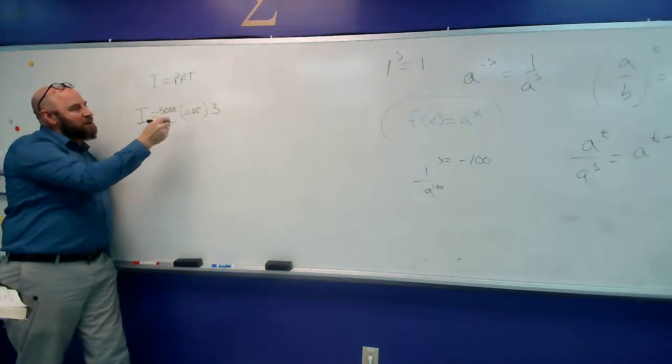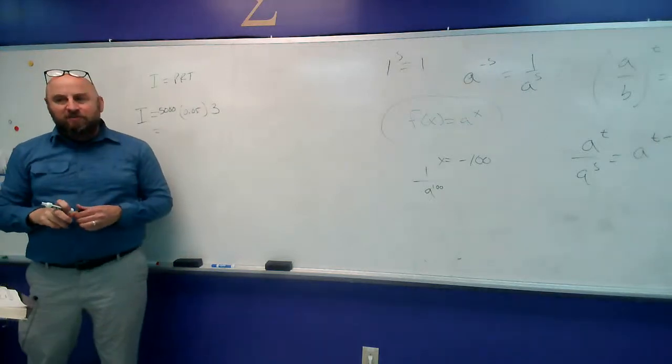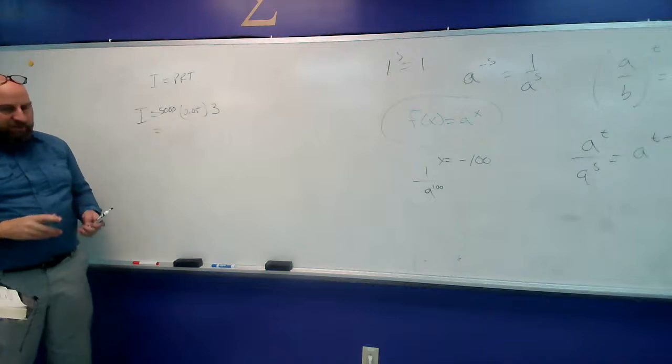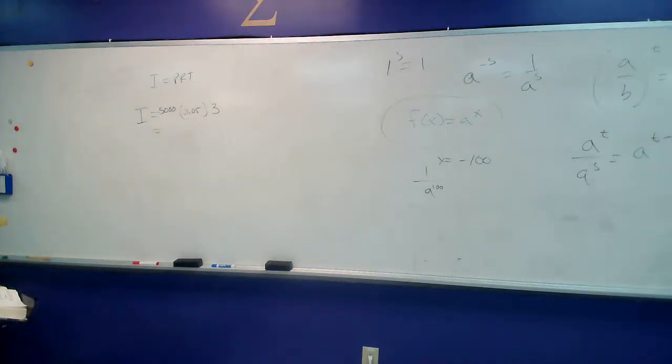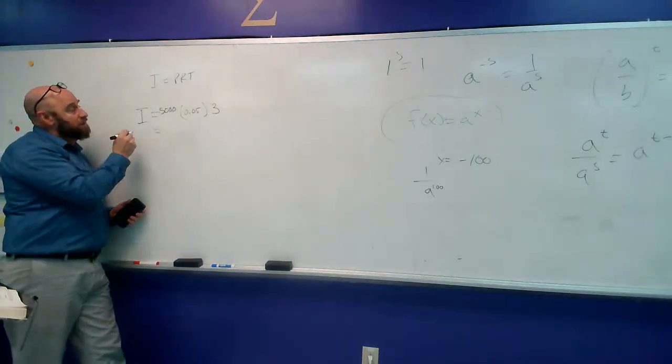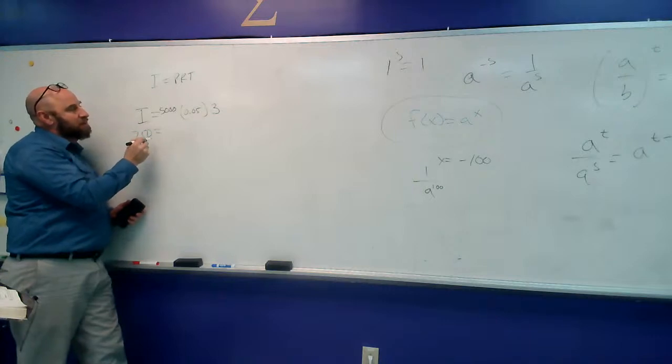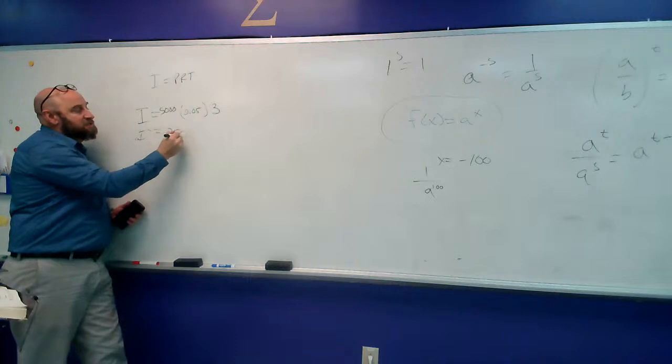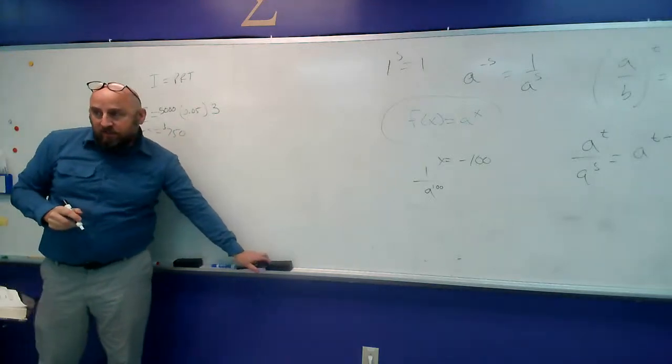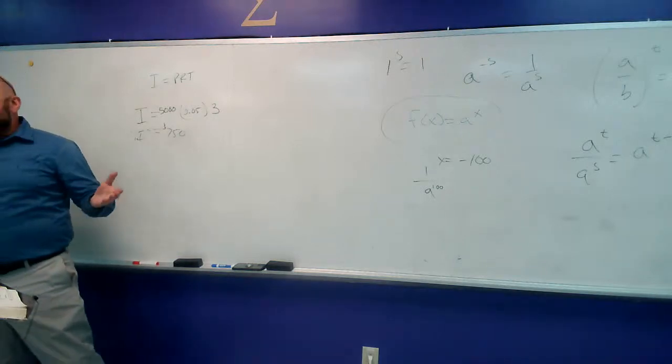So, if you did this, 5,000 times 0.15, this means after 3 years you get $750. So interest equals $750. That's simple interest. That means that it's not compounded.